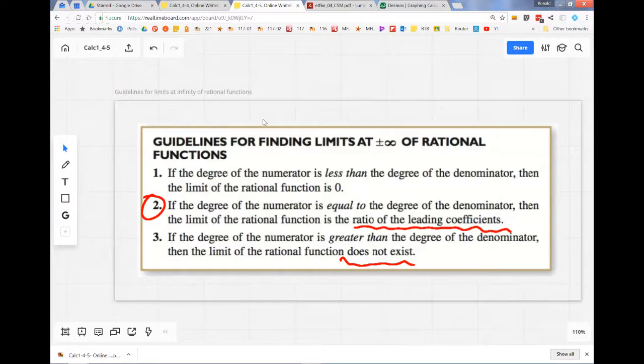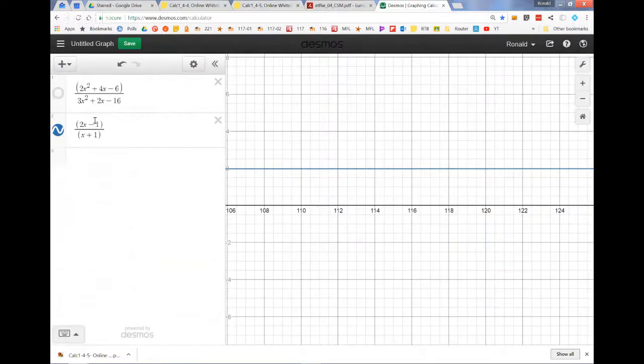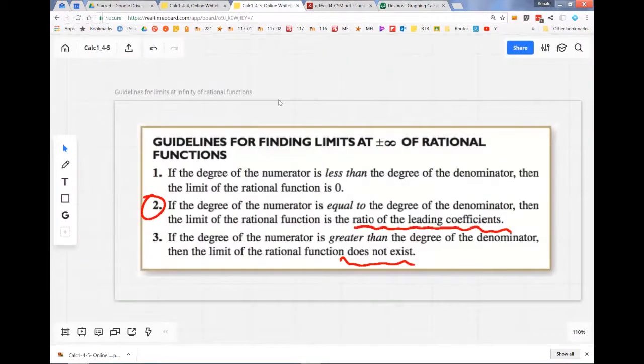All right, number two, if the degree of the numerator is equal to the degree of the denominator, and here's the one you were talking about, Michaela. See, on this one, what were we doing? The degree of the top is a first degree problem, 2x to the first, and the degree on the bottom is a first degree problem, x to the 1. So that's this rule. If the degree of the top is equal to the degree of the bottom, then it's going to approach the ratio of the leading coefficients. That's the one you were talking about.